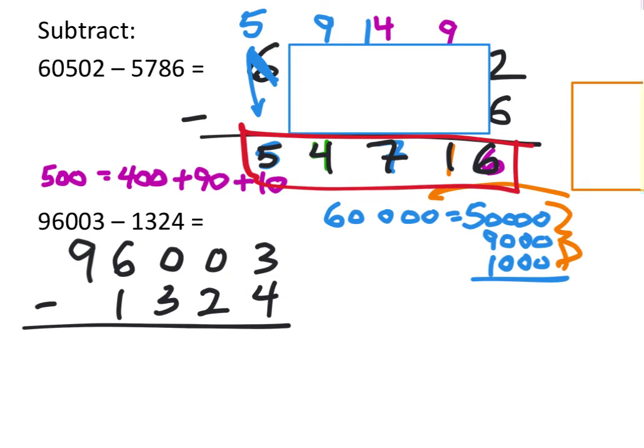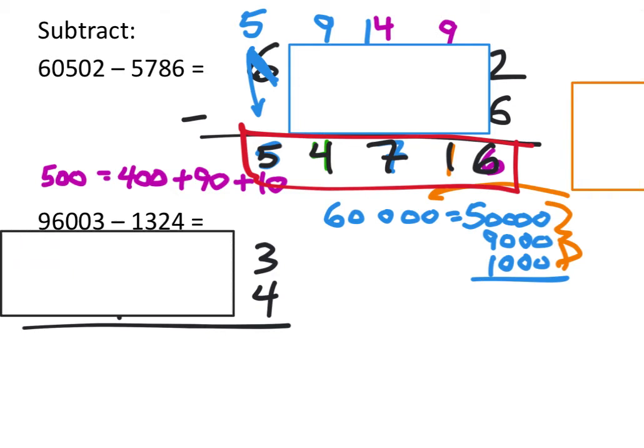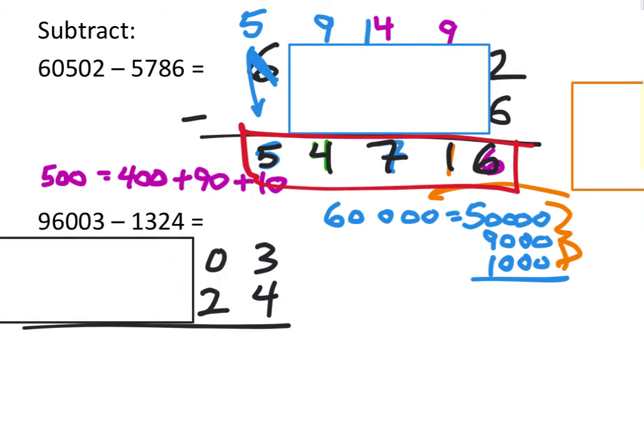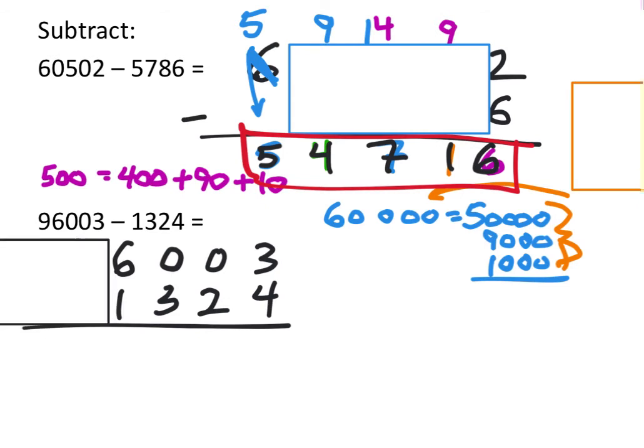So I've already set this one up, 96,003 minus 1,324. So I would focus on one place value at a time. Let's start with the ones place value, which is 3 minus 4. And yeah, this one is set up just nice because we're going to have to borrow with the zeros thing, right? So I'd have to look at the tens. Oh, there's no tens. Go to the hundreds. Nope, none there either. Boom, in the thousands, I can borrow from that.